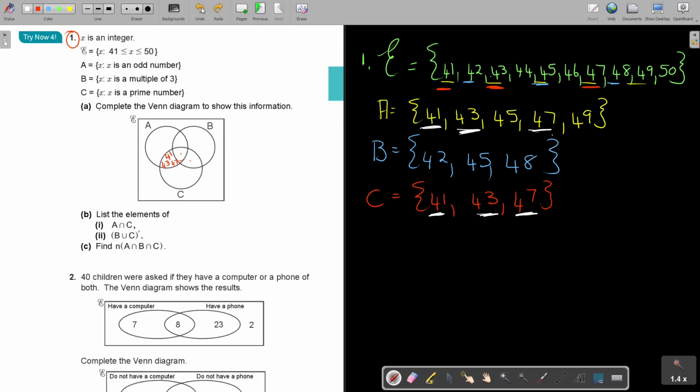Okay, so let's continue, but be careful now. If I look at A and B, I did not compare that part. So if I look at A and B, oh look, there's a 45. So that means 45 must be there. And now that I already have 45, the only one that's left is 49 there. Now I look in B. I didn't have 42 yet, and I didn't have 48 yet.